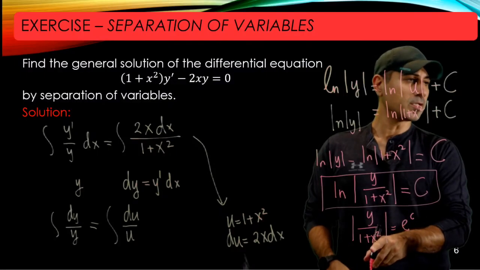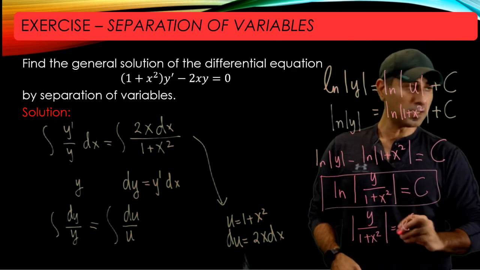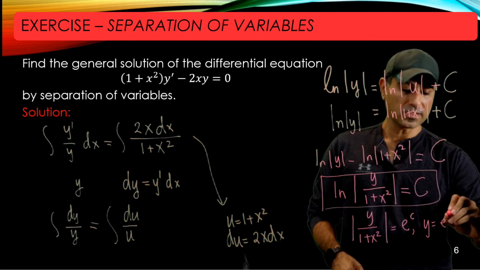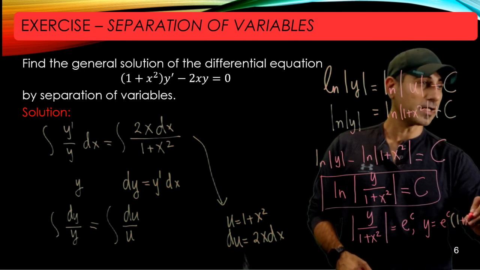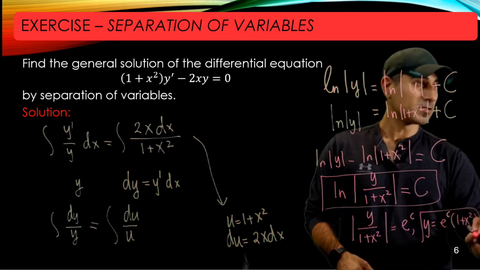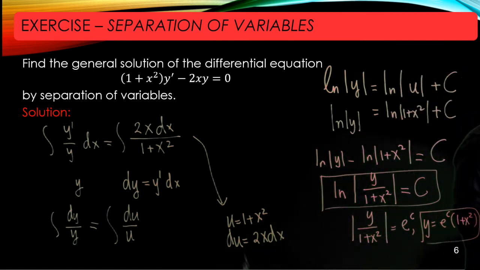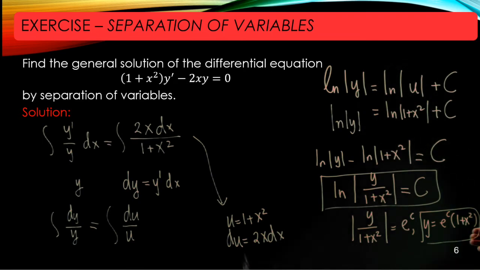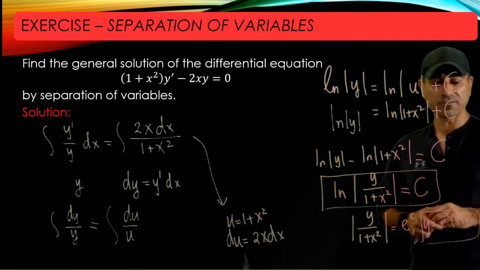Since 1 plus x squared is positive, I can multiply both sides of the equation by that. So y becomes e to the c times 1 plus x squared. This is the final form of the solution, in other words, the explicit form of the solution to this differential equation.